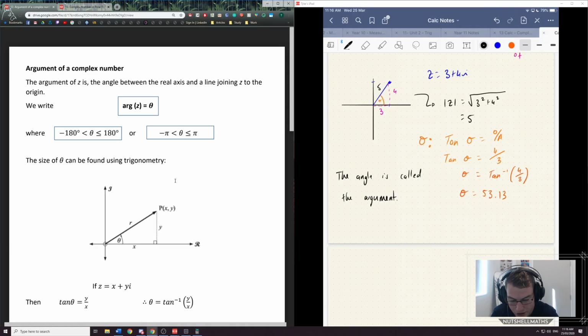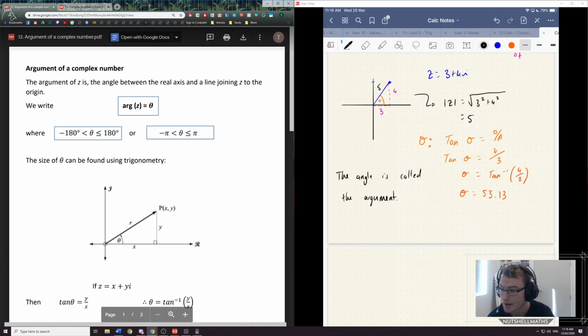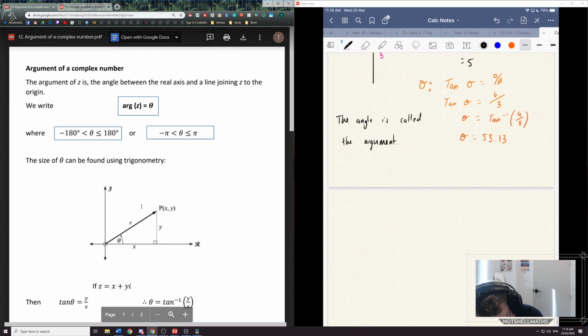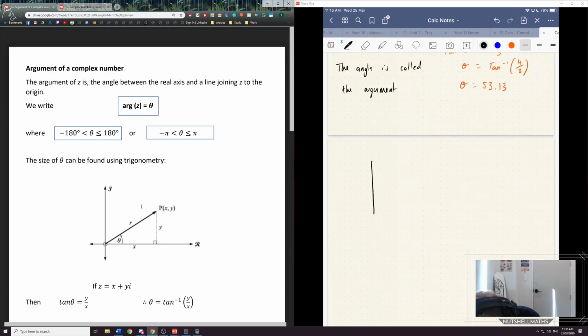So let me show you what this looks like, right? If I have any complex number that I plot like this, the angle is the argument, and we call it the argument of z. So the notation for this is arg z, right? Arg z is theta. Yeah, the notes are on your Google Classroom, 100%.